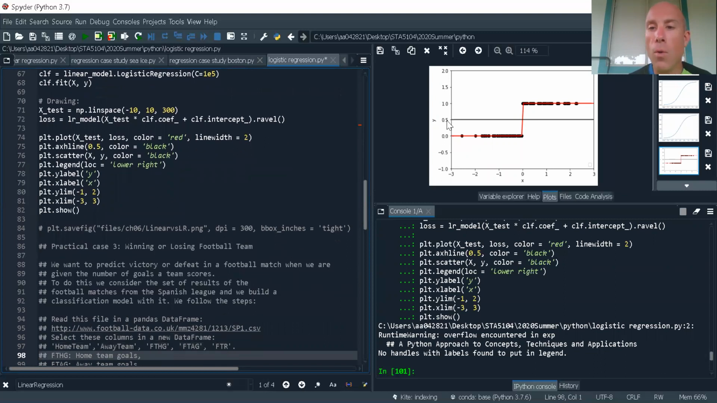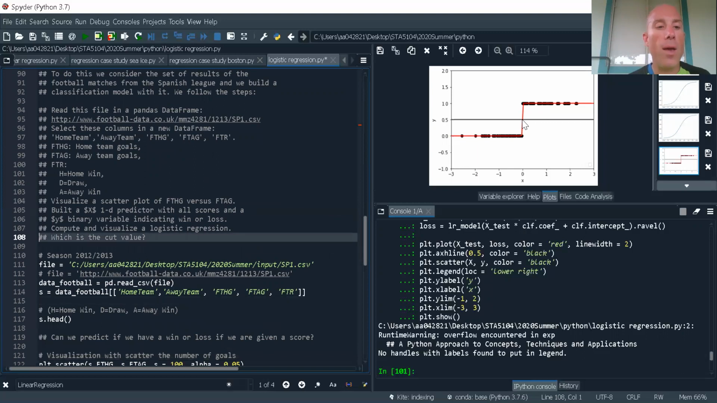Something that is important in this concept is when the probability hits a half, it's 50-50. We don't know which way it's going, if it's going up or going down. We don't know if it's going to be a win or a loss. But the moment it's greater than 0.5, we're going to classify that as a win. If it's less than 0.5, we classify it as a loss.